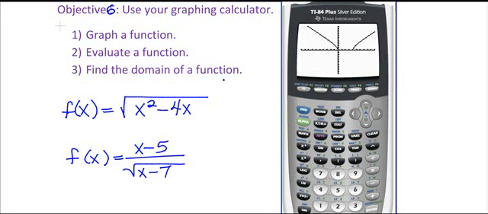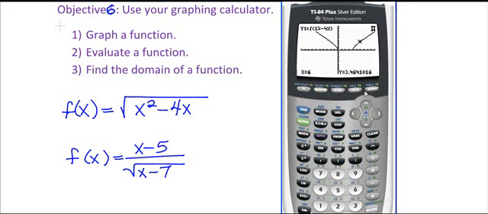Now to evaluate the function, I can do that several ways on the calculator. I can press trace, and I can type in a value for x if I want to evaluate it. So we have to think about a value that's in the domain. So if I want to evaluate it at 6 and press enter, it takes me to the point on the graph, as well as it displays what the output value is at that particular input.